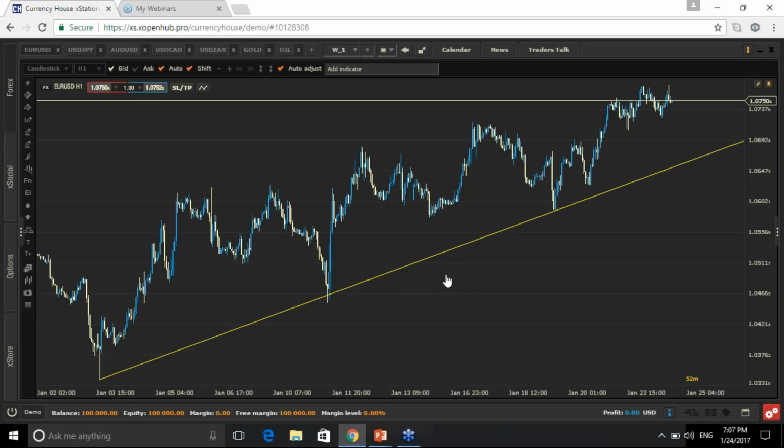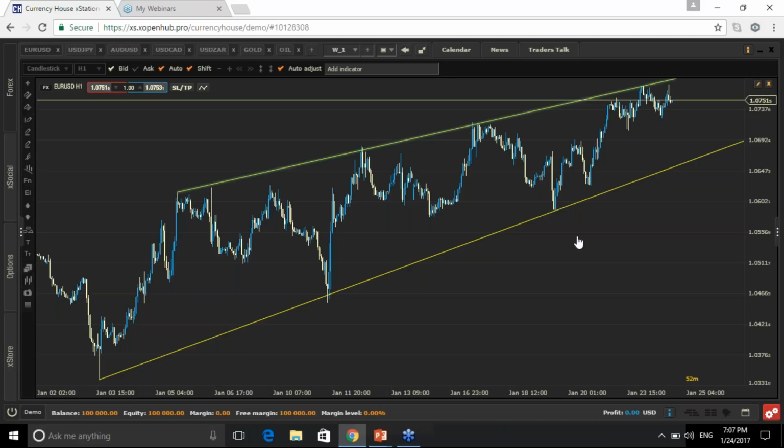So next, what we see here, let's try to build a resistance line, and it's always the same but from the upside. So we just connect several points.